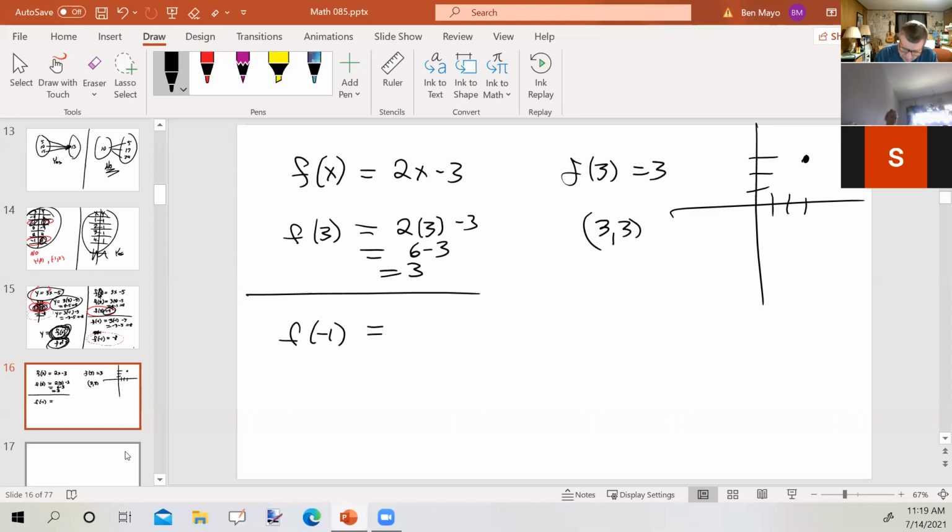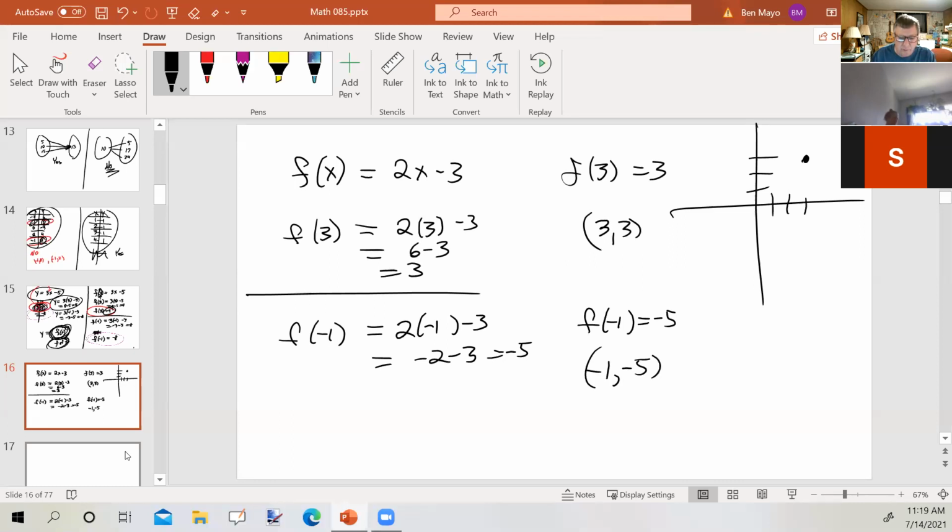Okay? F of -1 is 2 times -1 minus 3, which is -2 minus 3, which is -5. So f of -1 equals -5. That is function notation for the ordered pair -1, -5. Let's see, which would be down there. My scale on my graph is not correct, but anyway. You get the idea?